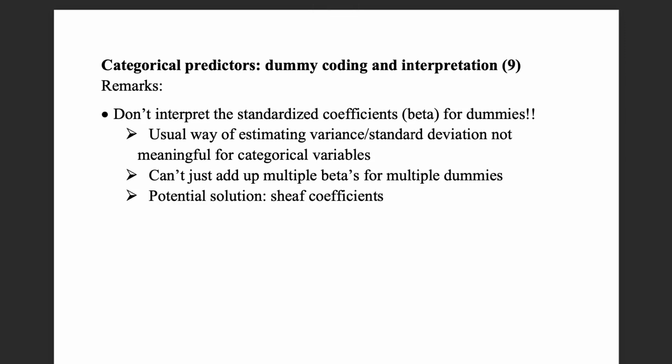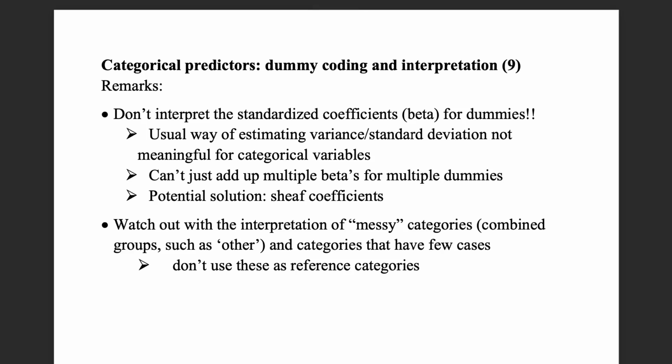There are solutions to these problems. This is, for instance, the so-called sheaf coefficients. That's beyond what we are going to cover in this course. But if you want to write a paper or a thesis and you really want to say something about how can I compare effect sizes having categorical variables, then that's something you could take a look at.